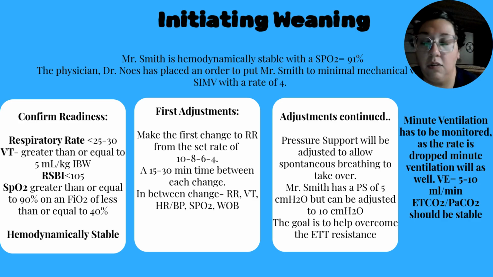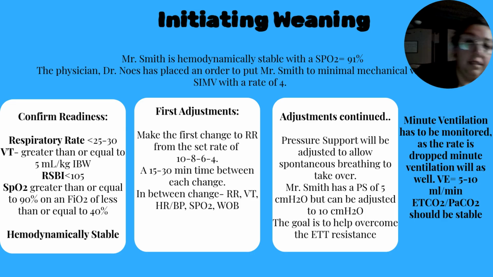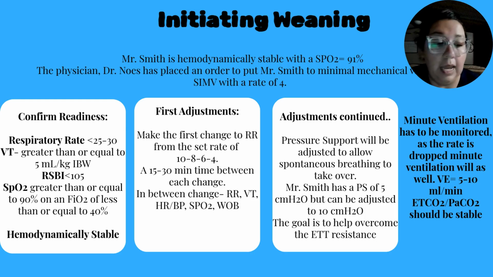because he is breathing a little over his normal 10. His tidal volume has to be greater than or equal to 5 milliliters per kilogram of ideal body weight. His RSBI has to be greater than 105. His SpO2 has to be greater than or equal to 90 on an FiO2 of less than 40. Mr. Smith has an SpO2 of 91 and he is on 35% FiO2. So he qualifies for initiating weaning, and he is hemodynamically stable.